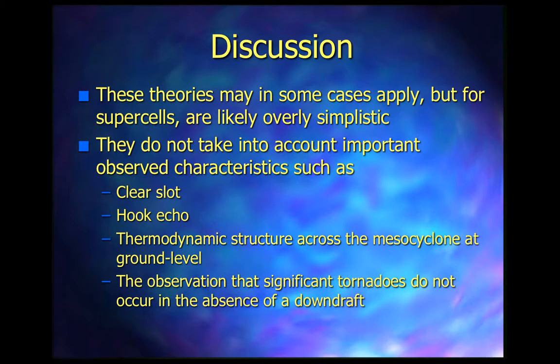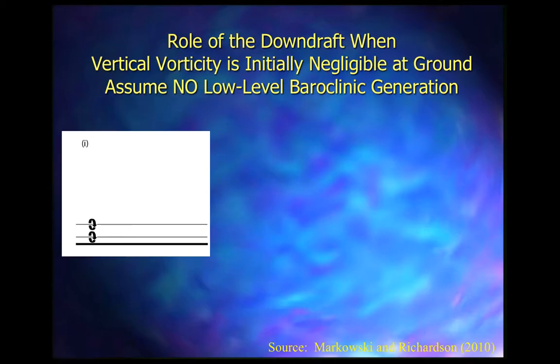And there is an observation, of course, that significant tornadoes do not occur in the absence of a downdraft. This is something that we've known for a long time, but we'd sort of dismissed it as being not really relevant. But all of a sudden, the clear slot and the hook echo became more than just passive structures in the storm. They became potentially implicated in the process of tornadogenesis.